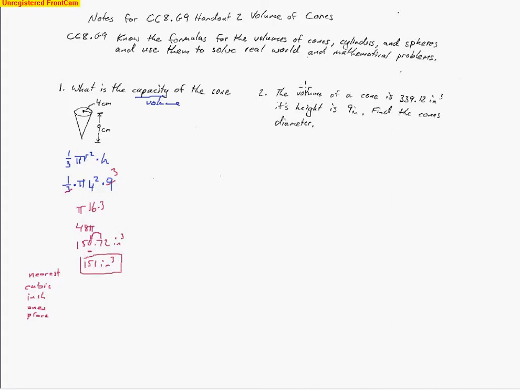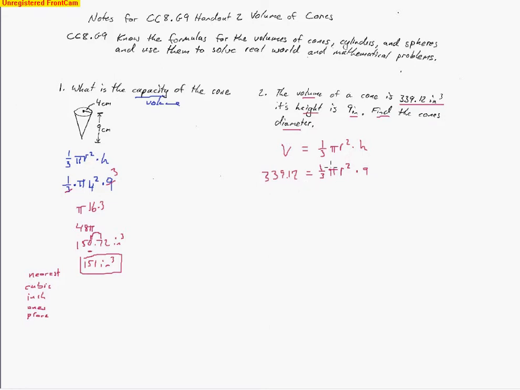So the next one here says the volume of the cone, and then they give us the volume here. And the height is 9 inches, and so they want to know the diameter, and that's what they're trying to find. So let's start off with our formula. Volume equals 1/3 pi r squared times height. So I go ahead and substitute what I know. I know 339 and 12 hundredths is the volume. I've got 1/3 times pi. Well, I'm looking for the radius first. Again, I want to find the diameter eventually, but I'm going to find the radius first, and then I times by 9 since that's the height.